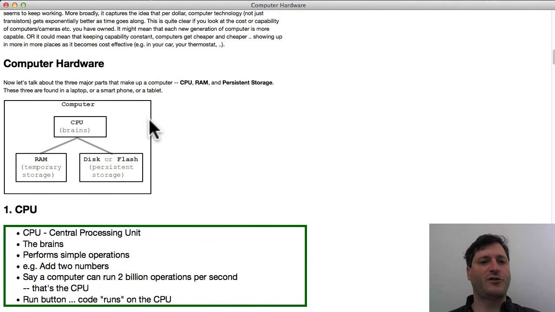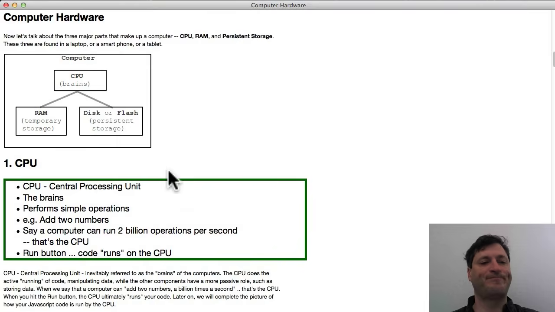Largely, here's a little picture of a computer. I'm going to say that there's the CPU, which is sort of the brains of the thing. And then there's RAM, which is sort of the temporary scratchpad memory. And finally, a disk or flash for persistent storage. So we'll talk about each one of those parts.